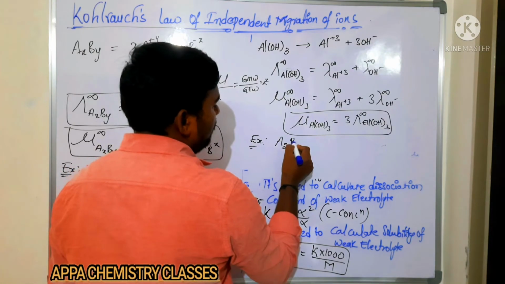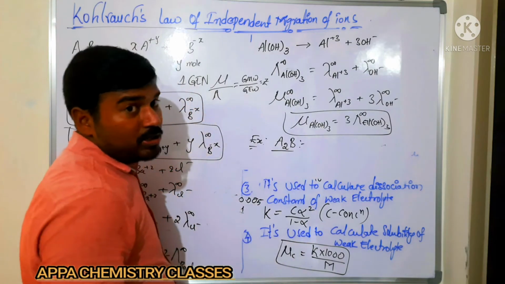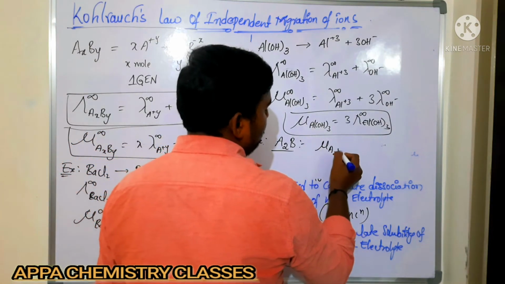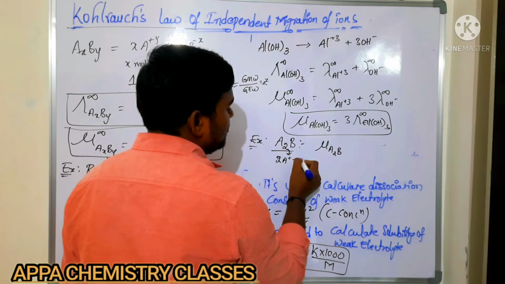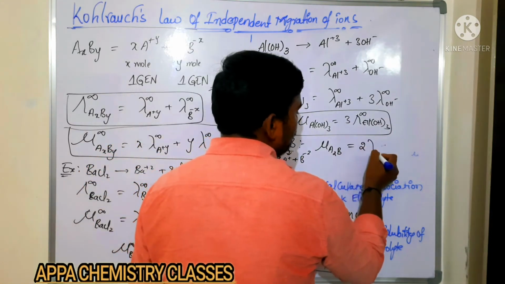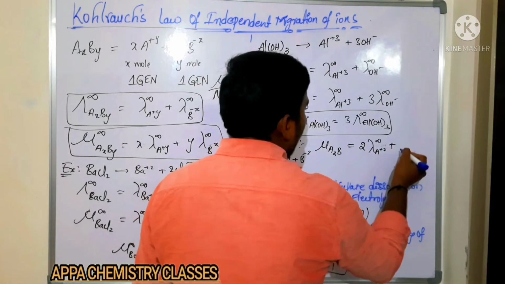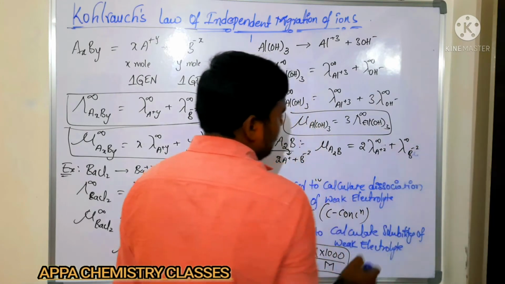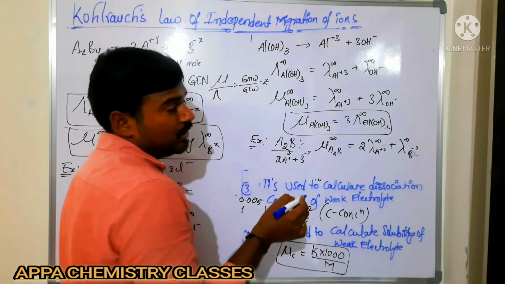So in A2B, write the expression of molar conductance for A2B. Molar conductance they are asking, for A2B. Whenever it dissociates, you are getting 2 A plus ions plus 1 B minus 2 ion. So in that case, what happens? 2 number of cations at infinite dilution, and 1 B minus 2 ion. That is the representation of limiting molar conductance.